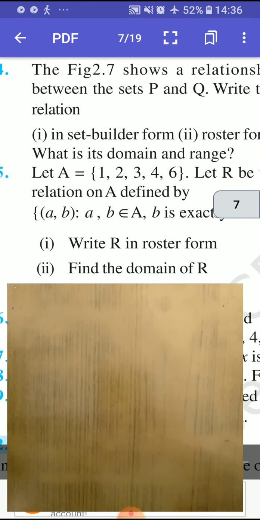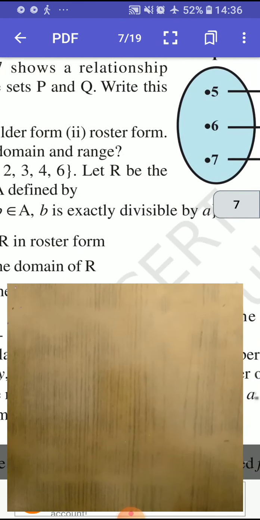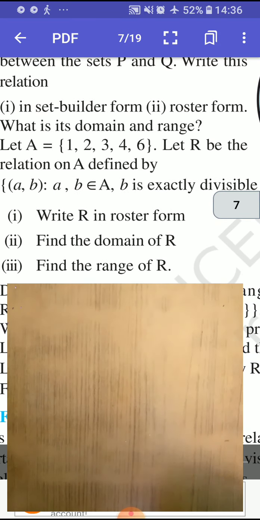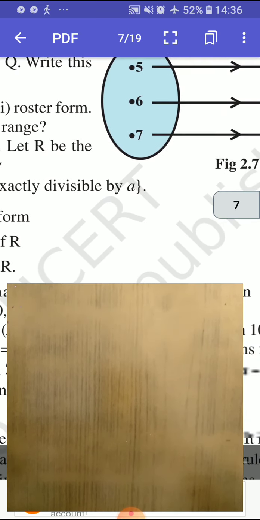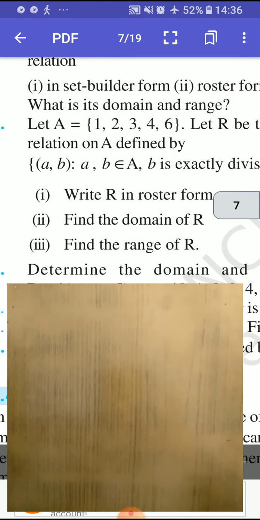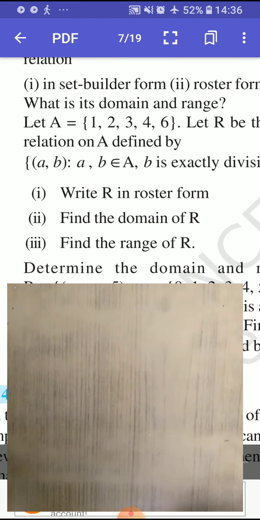Now come to question number 5. In question number 5, let A = {1, 2, 3, 4, 6}. R is the relation on A defined by (a, b) such that a, b belong to A and b is exactly divisible by a. Write R in roster form, find the domain of R and find the range of R. Exactly divisible by a. You can see this answer.